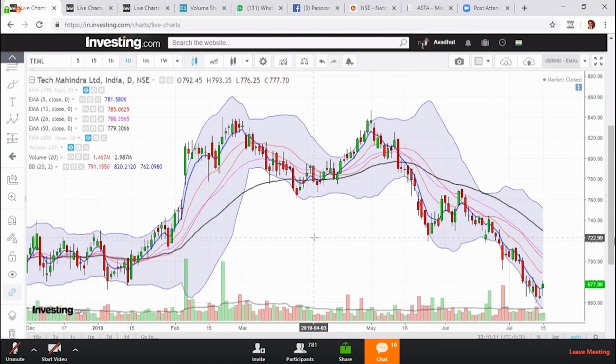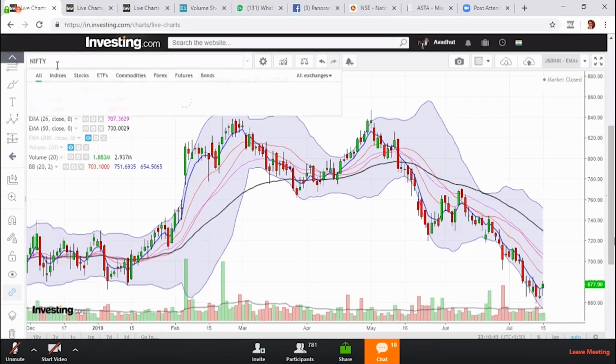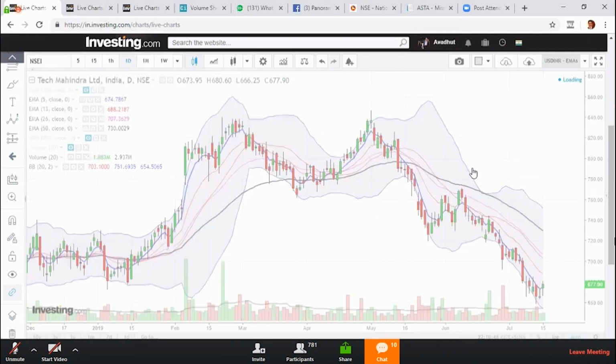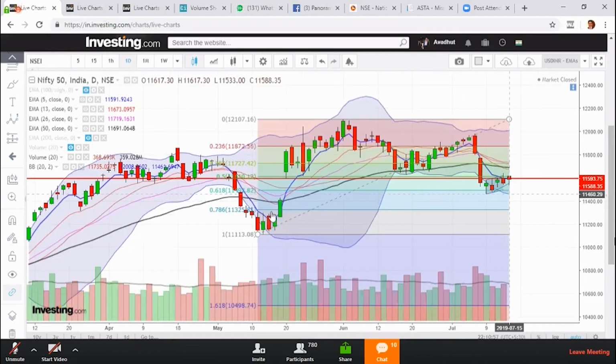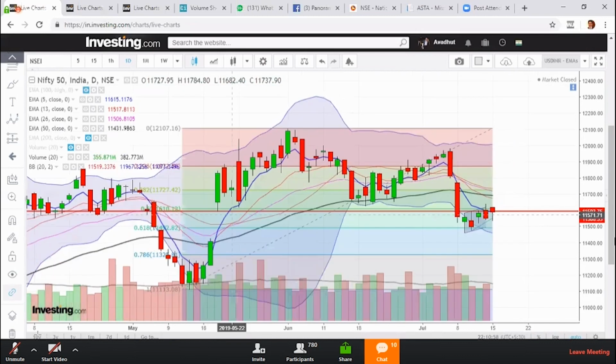So you guys can note down these points. If you want to build a view, first you start analyzing sector indices, like Nifty 50 for that matter. So what has Nifty 50 done? The June and May lows here, it is still taking support there. I'll be building a view on Nifty as well.